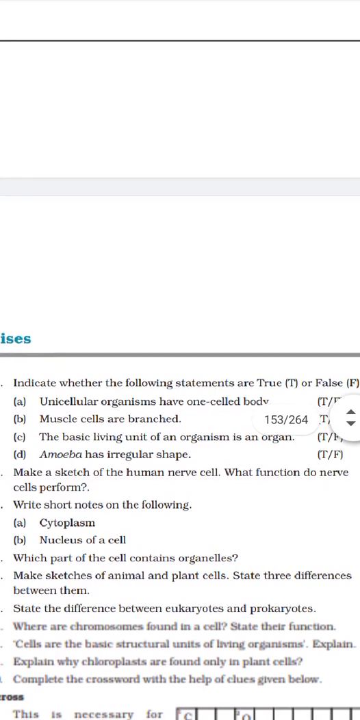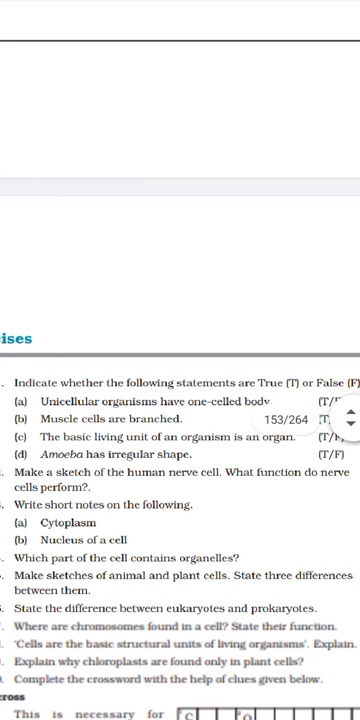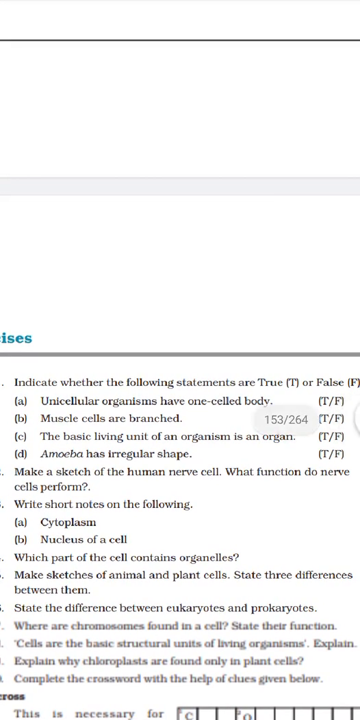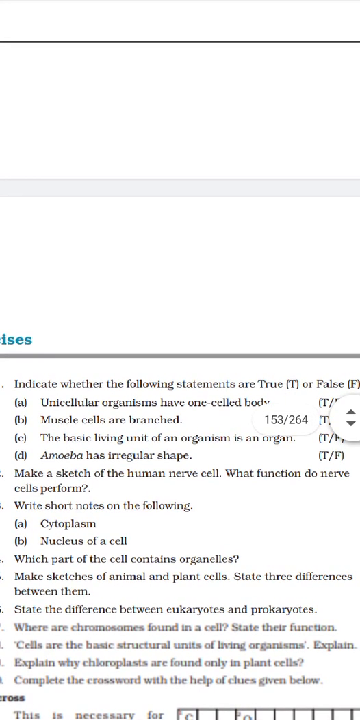Cytoplasm is the liquid water-like substance present in the cell which contains cell organelles. Nucleus is the controlling center of the cell. Nucleus contains chromosomes. Chromosomes contain DNA, which contains genes. Genes store information. Cytoplasm contains cell organelles.